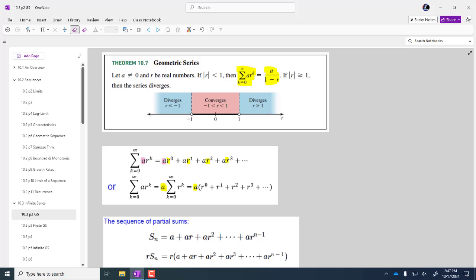So the question is, when does it converge? Well, it'll converge inside right there. When the magnitude of r is less than 1, which we've already talked about, you have convergence. And if the magnitude is greater than or equal to 1, divergence. So magnitude less than 1, converge. Magnitude bigger than 1, diverge.